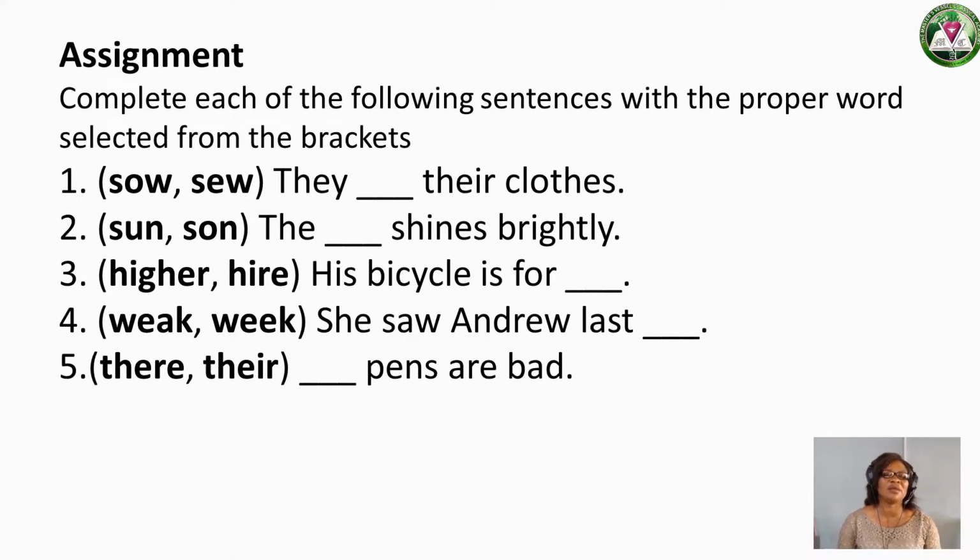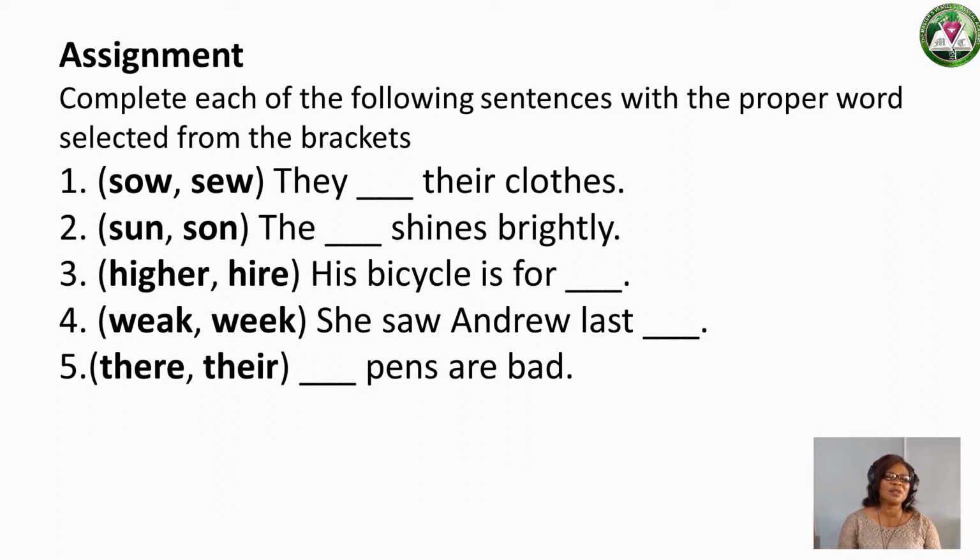Take down your assignment, which must be done and submitted to me as soon as possible. The assignment is: complete each of the following sentences with the proper word selected from the brackets. Let me repeat the instruction. Complete each of the following sentences with the proper word selected from the brackets. Number 1. They dash their clothes. We have two options there. The first option is S-O-W and the next one is S-E-W. So choose the correct answer and fix it in the gap.